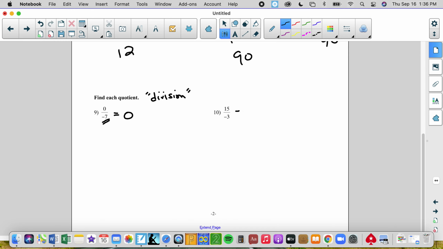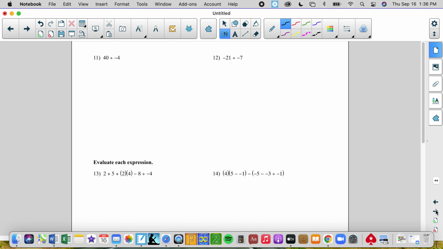Number 10 was pretty easy. 15 divided by -3 is -5. A positive divided by a negative is always going to be a negative. Number 11. Here we stay with the division. 40 divided by -4. A positive divided by a negative is always going to give me a negative. 40 divided by 4 is 10. So my answer is -10. This one we have a negative divided by a negative, so I know my answer is going to be positive, and then I just do the number part. 21 divided by 7 is 3.